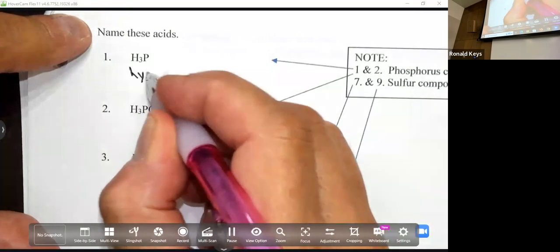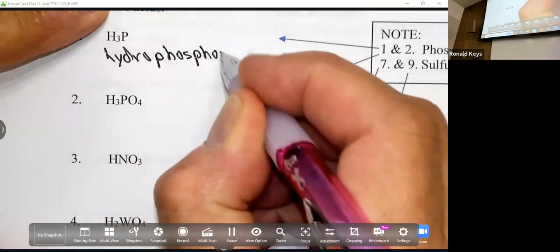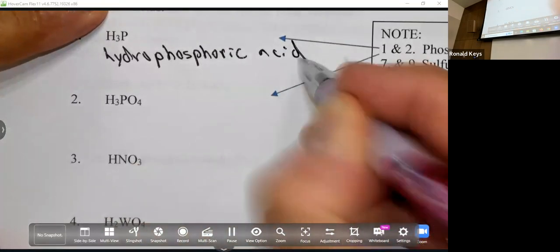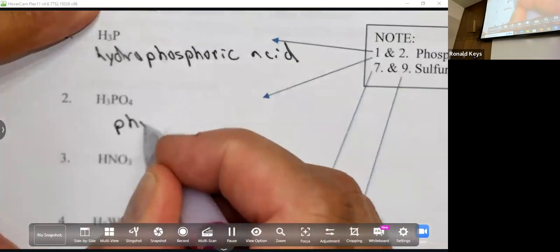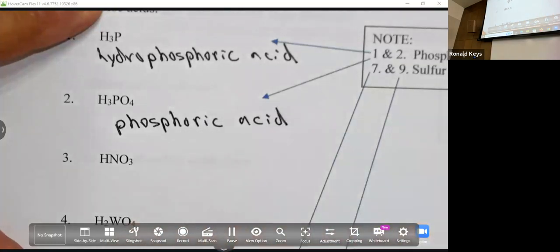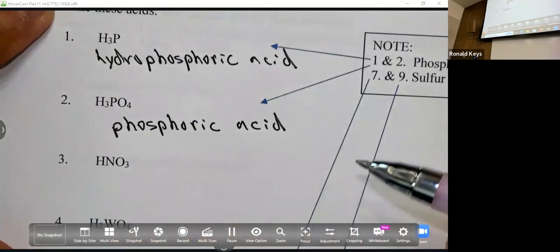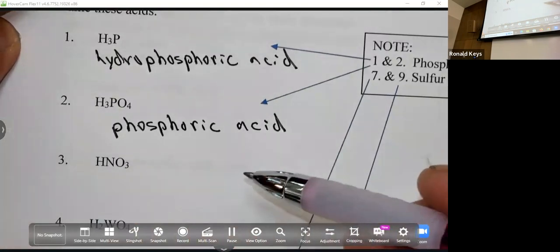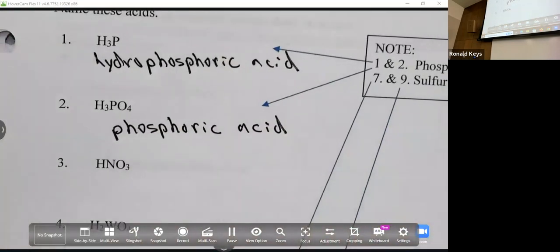This one is going to start with hydro, right? Because it does not have oxygen in it. So this should be hydro. Phosphoric acid. And this is phosphate, so this should be phosphoric acid without the hydro. Did you catch that on page 8? Page 8, the answers for these are posted, right? Hydrophosphoric acid, phosphoric acid.